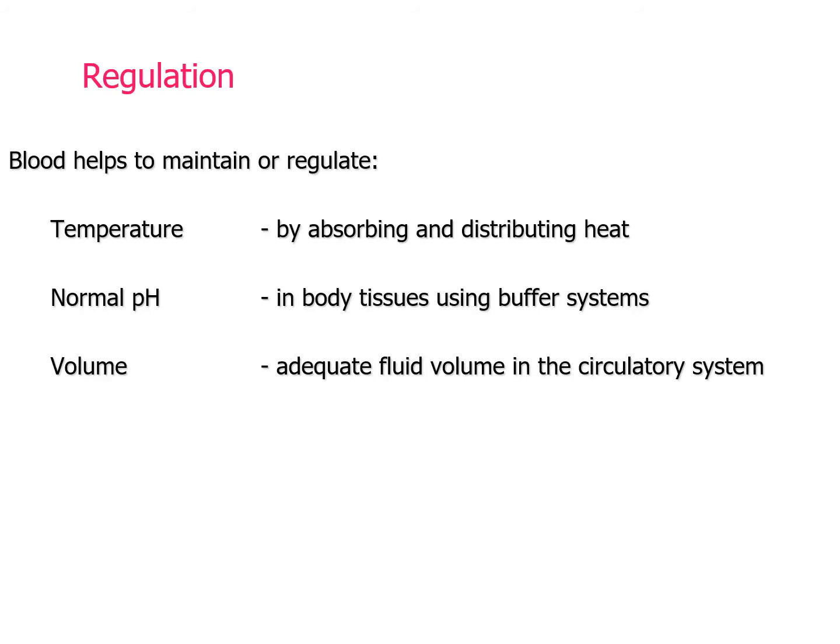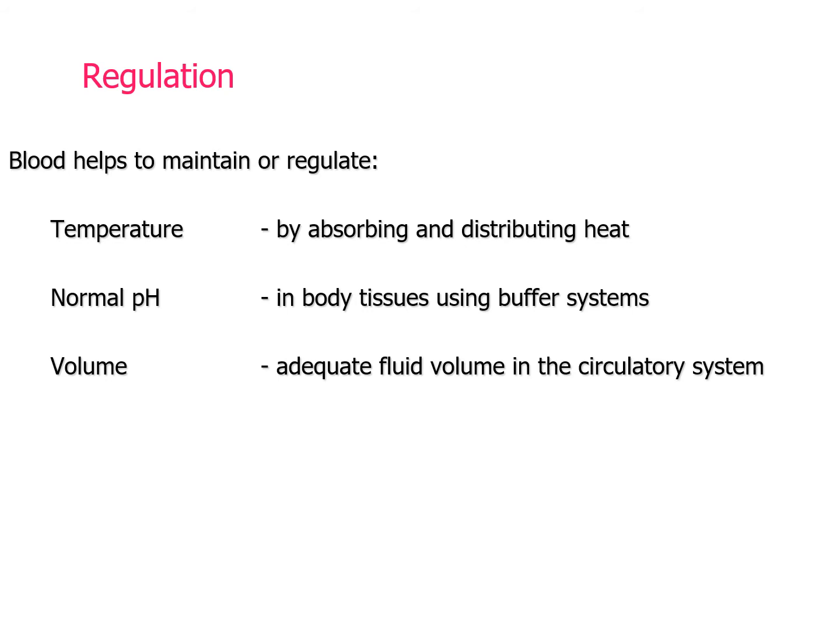In terms of regulation, the body helps to regulate and maintain a balanced temperature, normal pH, and overall volume. You do have some differences in temperature in the body, but essentially overall body temperature is about 37 degrees Celsius. If you get overheated, then there are mechanisms to radiate heat away from the body. And if you're too cold, there are ways of maintaining the core body temperature.